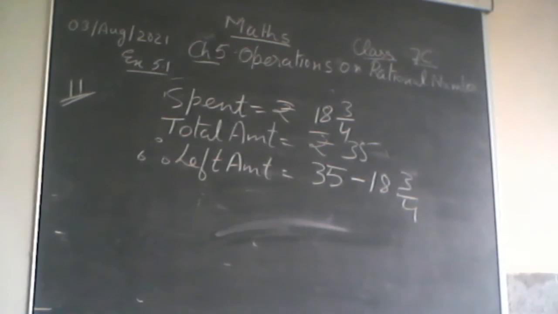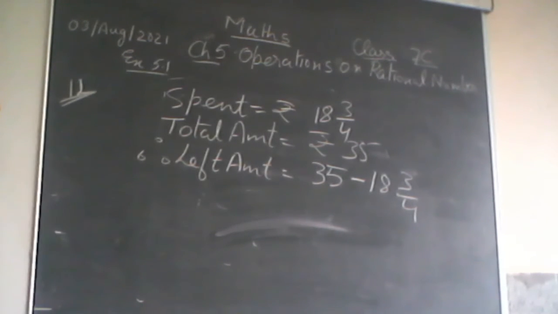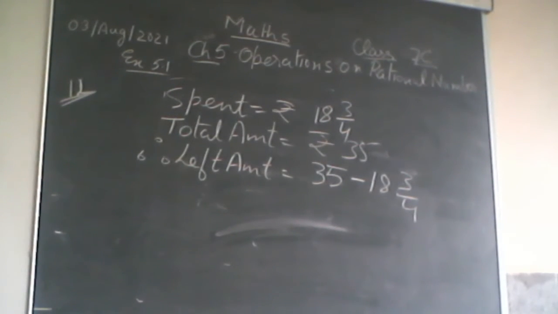This was the last question of your exercise 5.1. Any difficulty? Any difficulty in understanding? Can I move to the next concept of multiplication at least? Ma'am, how we will do the 7th question? The seventh one has to be done in your book.